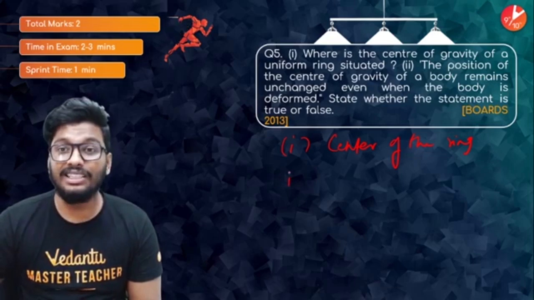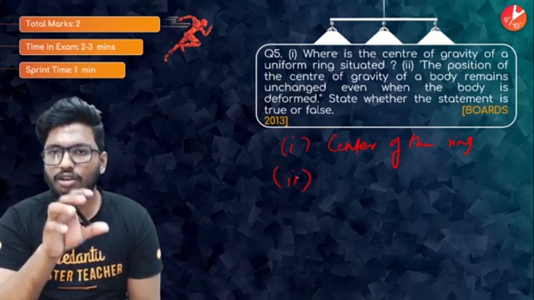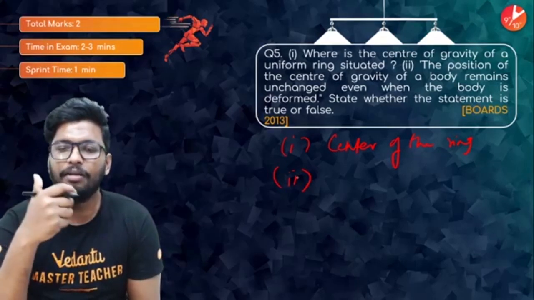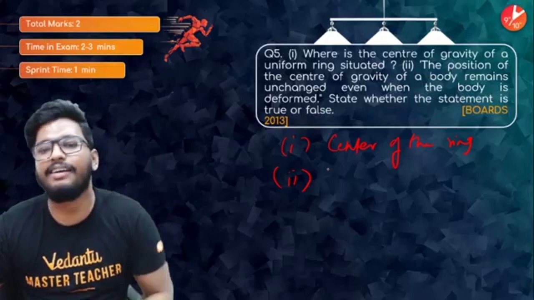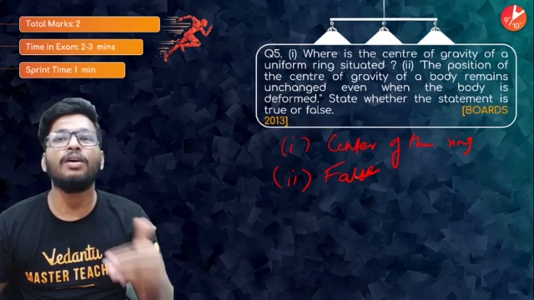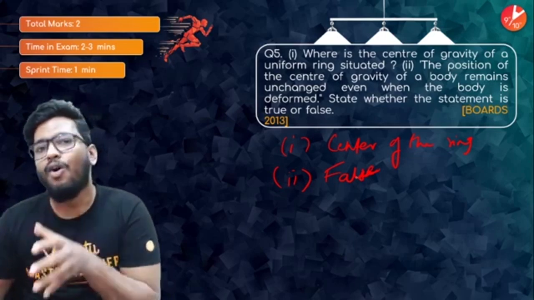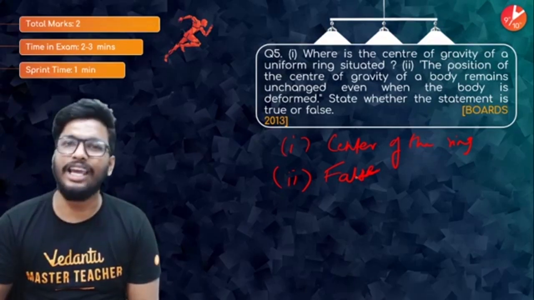For the second part of the question, is it true that the position of the center of gravity of a body would remain unchanged even when the body is deformed? The answer is false, because when the body's shape deforms, obviously the center of gravity would also change. It will not remain the same, people, because your center of gravity depends on the shape as well.